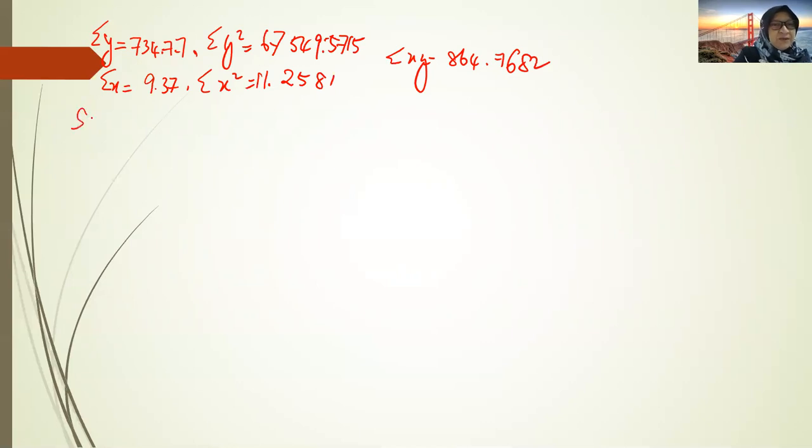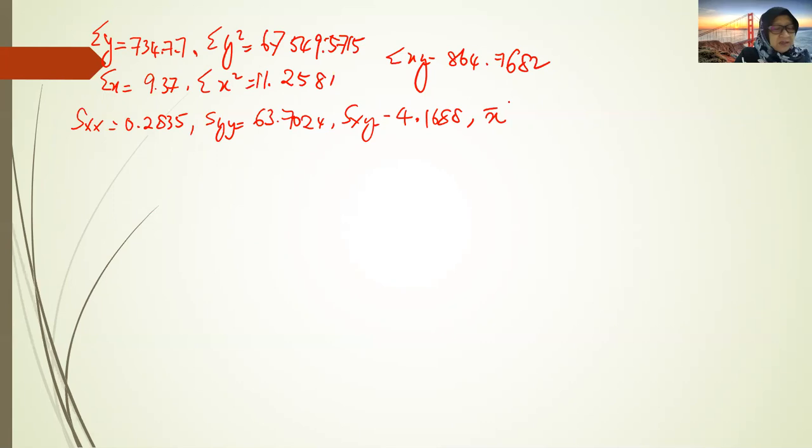Then from there, you use the formula, you can find Sxx equal to 0.2835, and then Syy equal to 63.7024. Then we have Sxy equal to 4.1688. You can also calculate the mean value of X, which is 1.1713, and the mean of Y equal to 91.8463. You need these values to calculate beta naught later on, and to calculate beta 1.